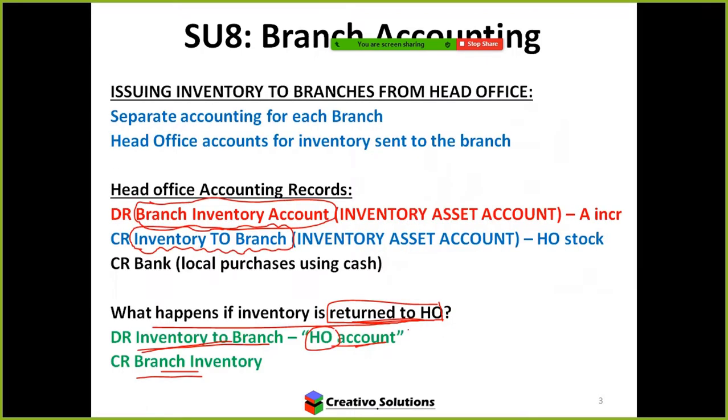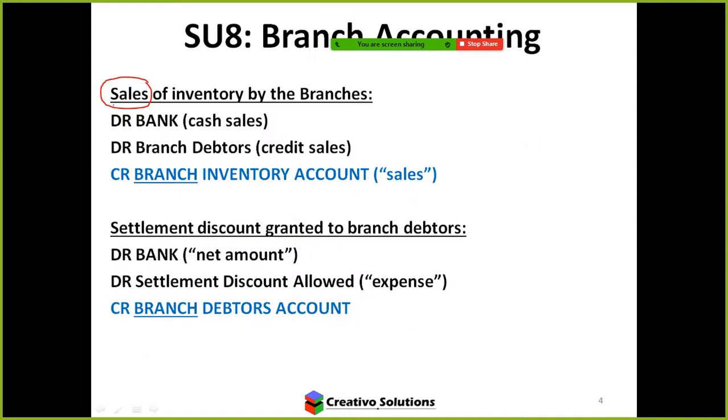So when you talk about sales, if a branch is going to be selling goods, they need to account for those sales as part of the branch inventory account. It's a little bit different because you've actually got the sales and cost of sales in the same account. So it's actually like a trading account, but just for every single branch. That's kind of what you're doing.